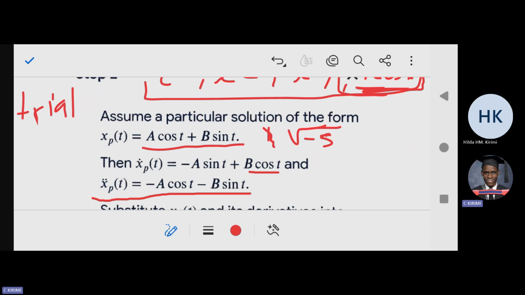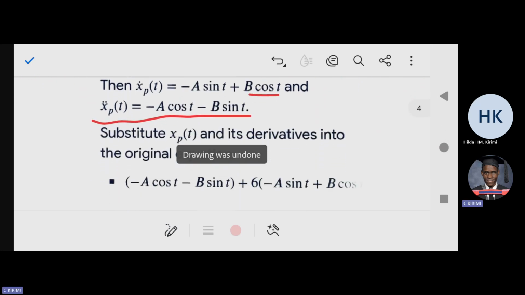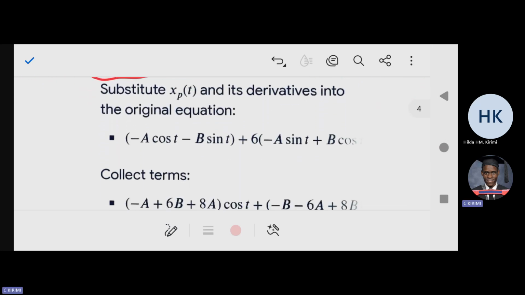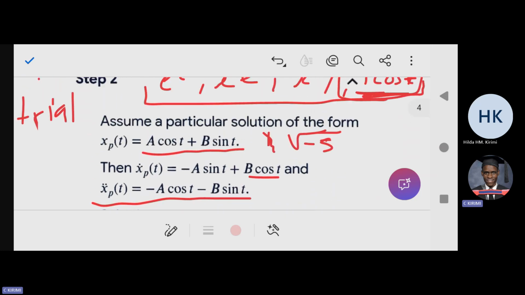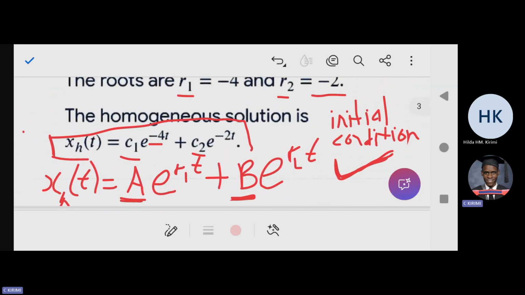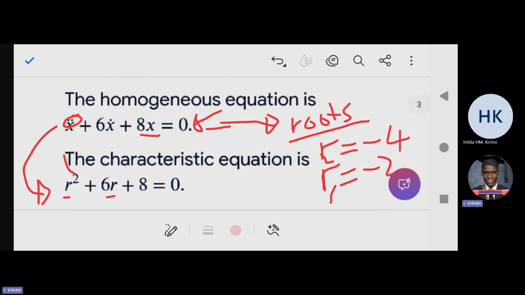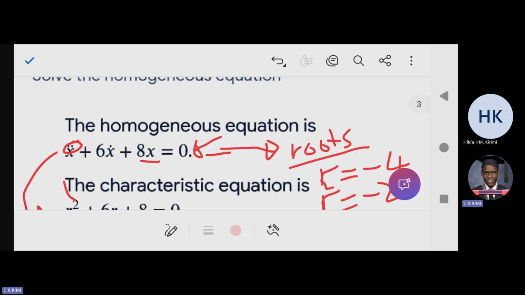All right. Then from there, we are now finding the values of the constants. That's what we are doing now. So substitute that particular solution and its derivatives into the original equation. Yes, into the original equation. So we are substituting those values into this original equation.